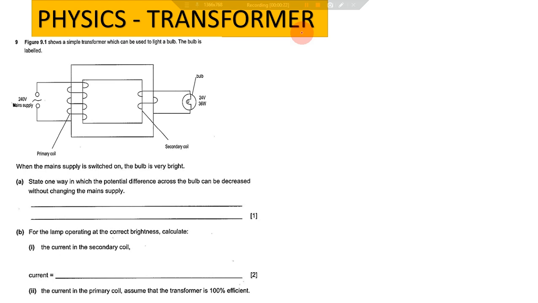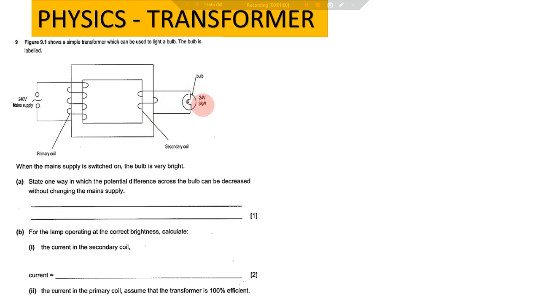Okay, today we have a question under transformers, that is physics, and it reads: Figure 9.1 shows a simple transformer which can be used to light a bulb. The bulb is labeled. If we look at the transformer here, we have a simple setup. The left part represents the primary coil and the right-hand part represents the secondary coil. And always the secondary coil, that is where the load is. That is the output. So the input is the primary coil.